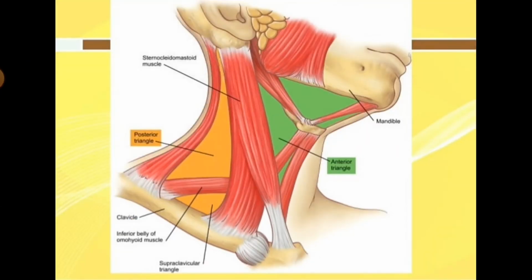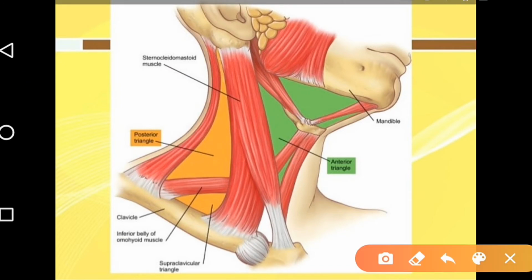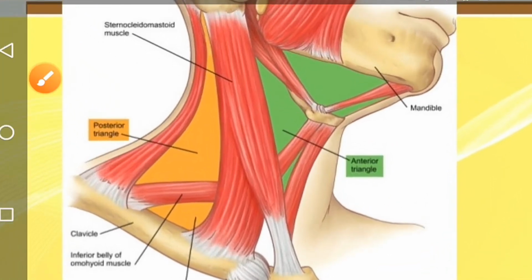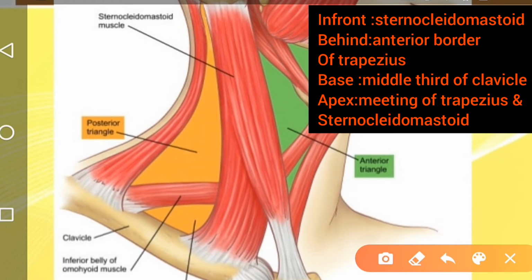Now let's talk about the posterior triangle of the neck. The posterior triangle of the neck is formed by the trapezius muscle, the sternocleidomastoid muscle, and the clavicle. When they are joined together, they form a triangle-like structure. So let's see the boundaries of this triangle. In the front, as you can see, is the sternocleidomastoid.